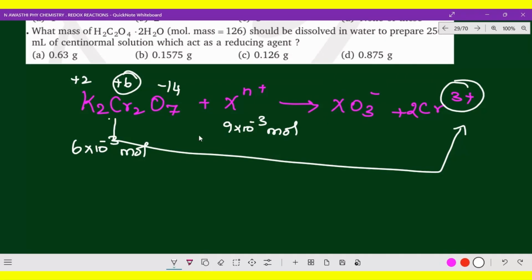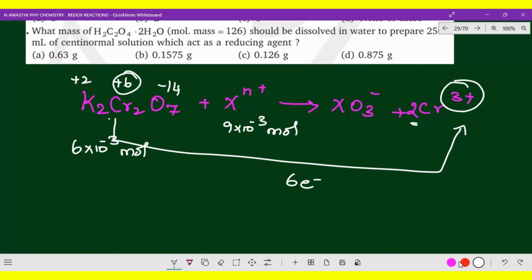Now the number of electrons change. Here 6, here 3. Each chromium atom changes by 3. So how many electrons change? 6 electrons change. Per chromium it is 3, and there is another chromium, so 6 electrons change.